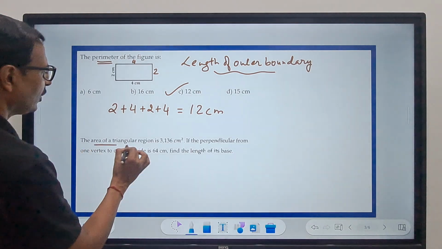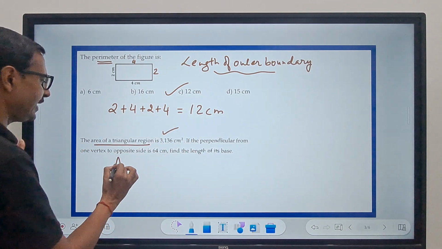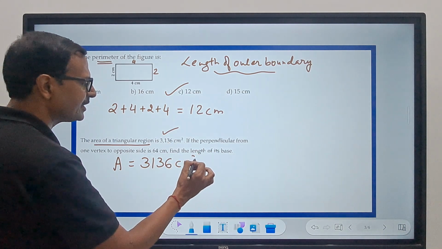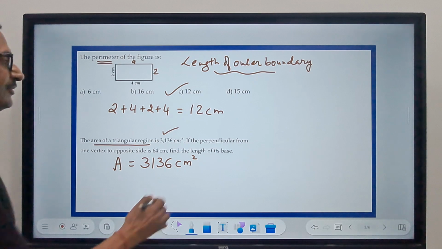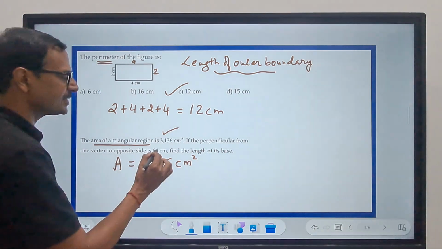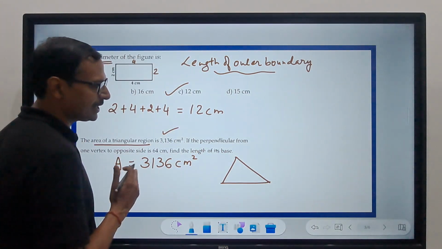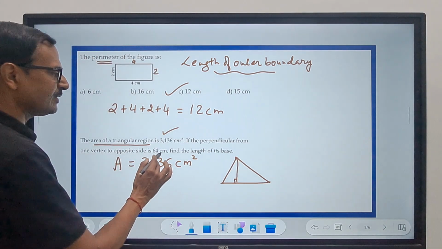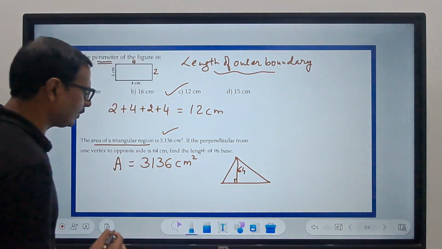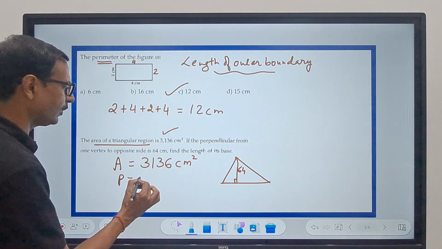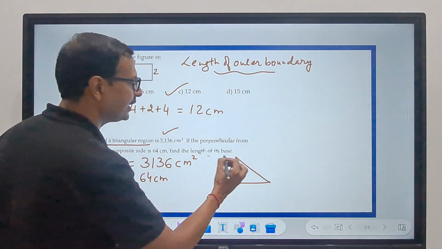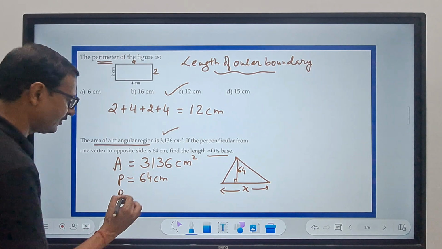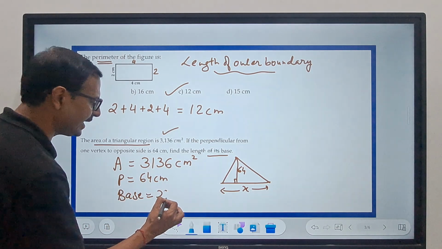Here we are given that the area of a triangular region is 3136. So area is always in centimeter square, and that is why you find this unit centimeter square with 3136. If the perpendicular from one vertex to the opposite side, so if we have a triangle like this whose area is 3136, this perpendicular to the opposite side is given as 64 centimeters. So the length of the perpendicular, I'll write it as P, is 64 centimeters. We need to find the base. That means this base X. Let's assume it as X.